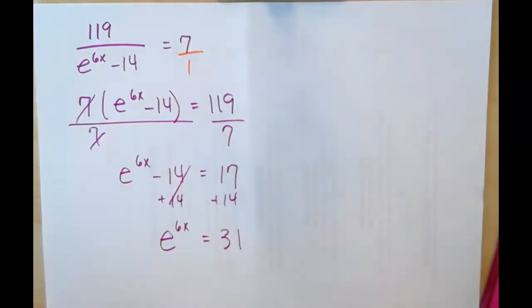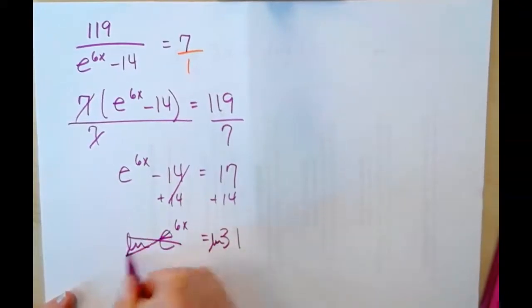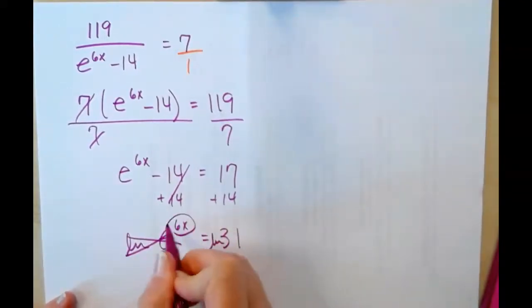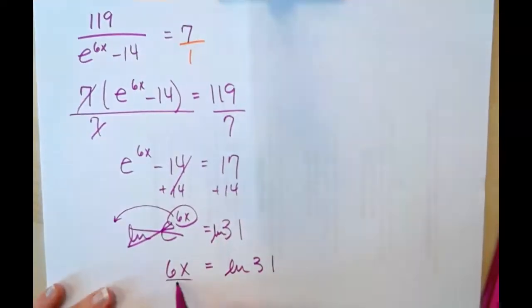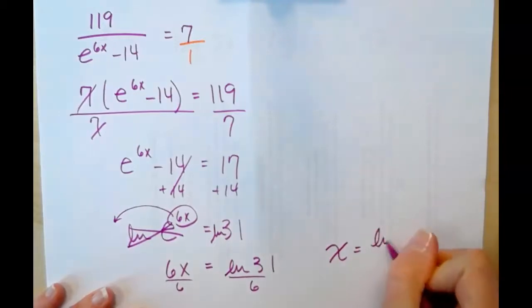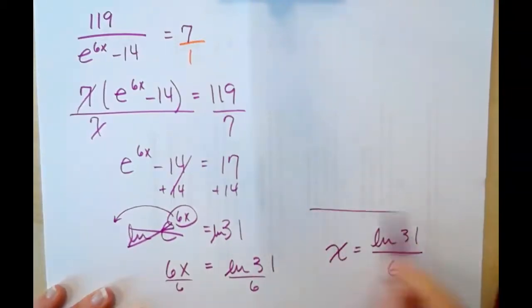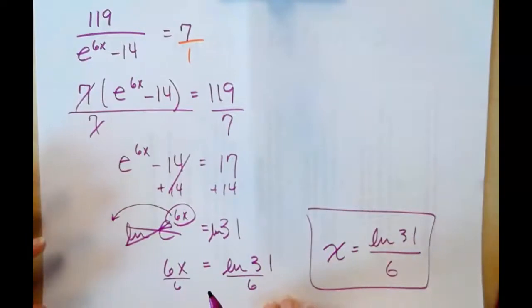All right, what can we do from here, Reed, to rescue the x? Yep. ln both sides. ln of e is 1. Fly that exponent to the front. So 6x equals ln 31. Next step, divide by 6, divide by 6. x equals ln 31 over 6. Now think about it. That is the exact answer. These are the types of questions that are going to be on the non-calculator part. Okay?